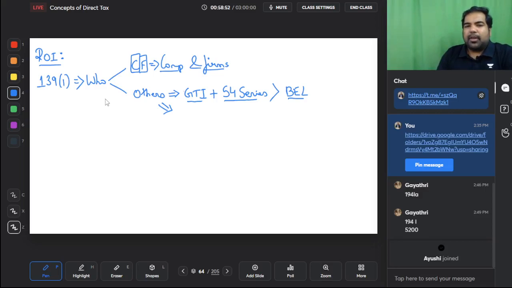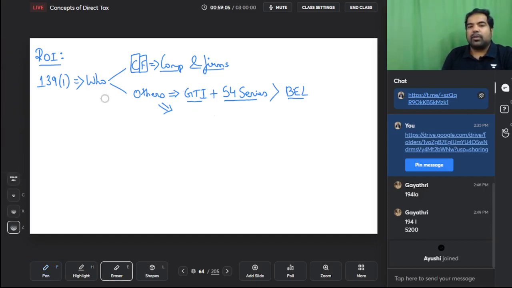So basically, if my gross total income is just 1 lakh, but I have saved some 54, I have bought a house, I sold a house, and I saved exemption of, let's say, 10 lakhs, is that greater than basic exemption limit? Yes. So will I have to file my return of income? Yes.